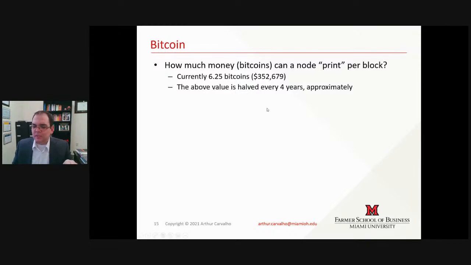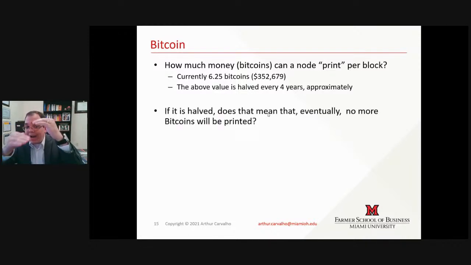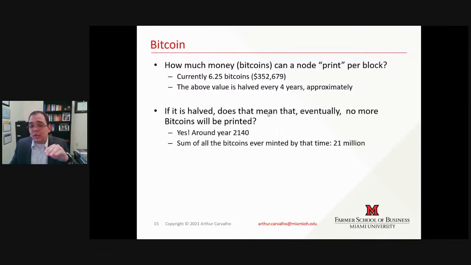So if it is halved, does that mean that it will eventually be zero or get close to zero? And the answer is yes, because it is going to be halved and halved and halved, and there is a lower bound limit. It means that eventually, around the year 2140, the last Bitcoin will be printed. At that point in time, if you sum all the Bitcoins ever printed or minted before, that will give you this magic number, 21 million Bitcoins ever. The world can only produce 21 million Bitcoins.